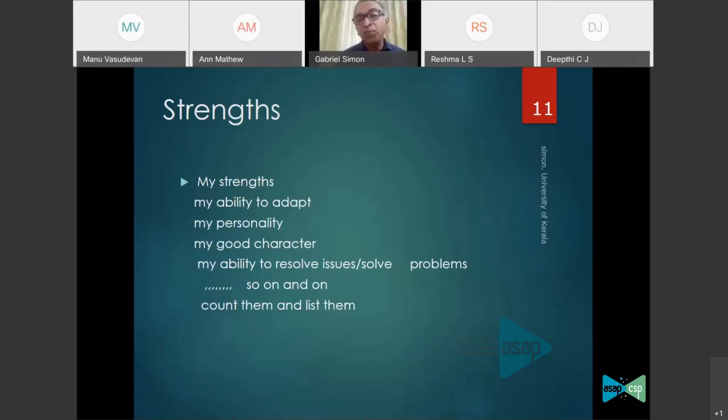I should carefully introspect over these. I should carefully ponder over the same, identify the same, and I have to list them. I have to count them and list them. This is my inventory. Now the issue comes, how do I know whether these are there in me?